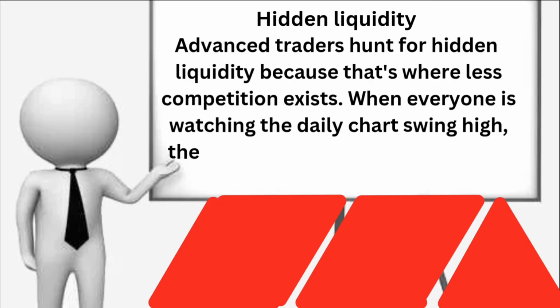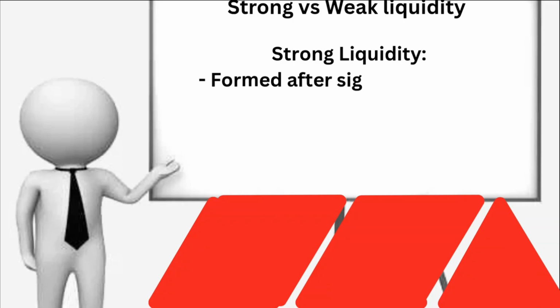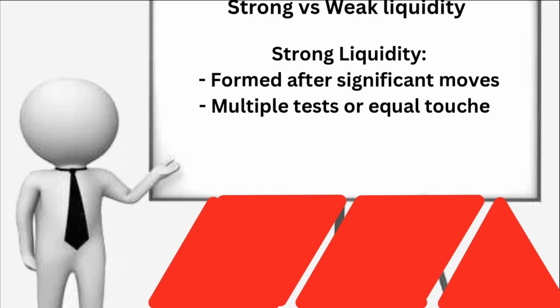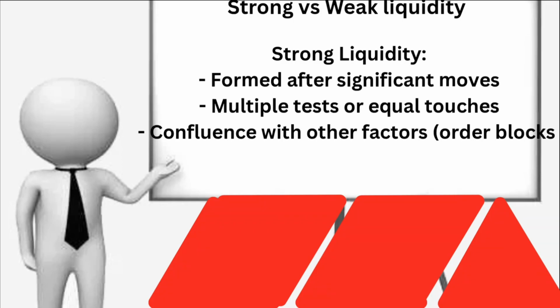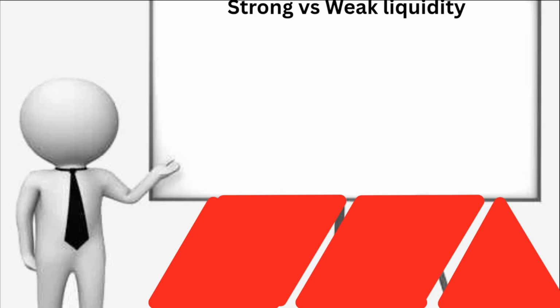When everyone is watching the daily chart swing high, the smart money might be targeting a 4-hour or 1-hour liquidity pool first. Type 4: strong versus weak liquidity. Strong liquidity: formed after significant moves, multiple tests, or equal touches. Confluence with other factors: order blocks, Fibonacci, structure. Higher time frame levels.